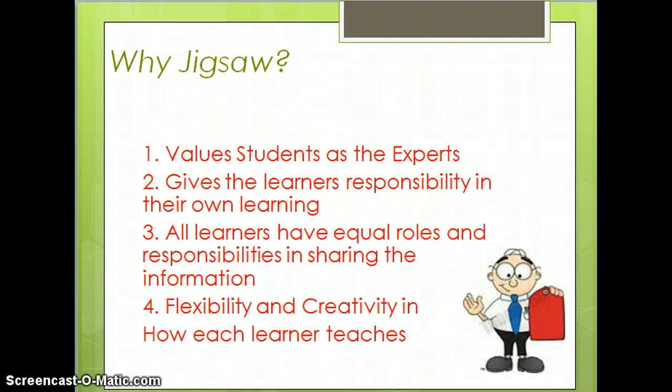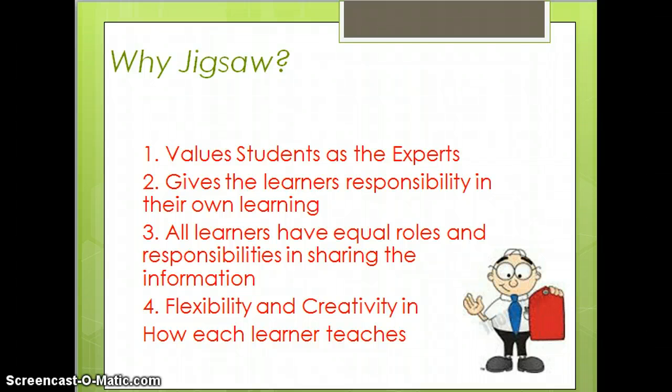So why Jigsaw? Myself, I have seen this in the classroom and found it greatly beneficial. And I think one of the biggest things is that it really gives ownership and responsibility to students as the experts in the classroom. And that roles and responsibility are equal. No one is doing more, no one is doing less work than the other.